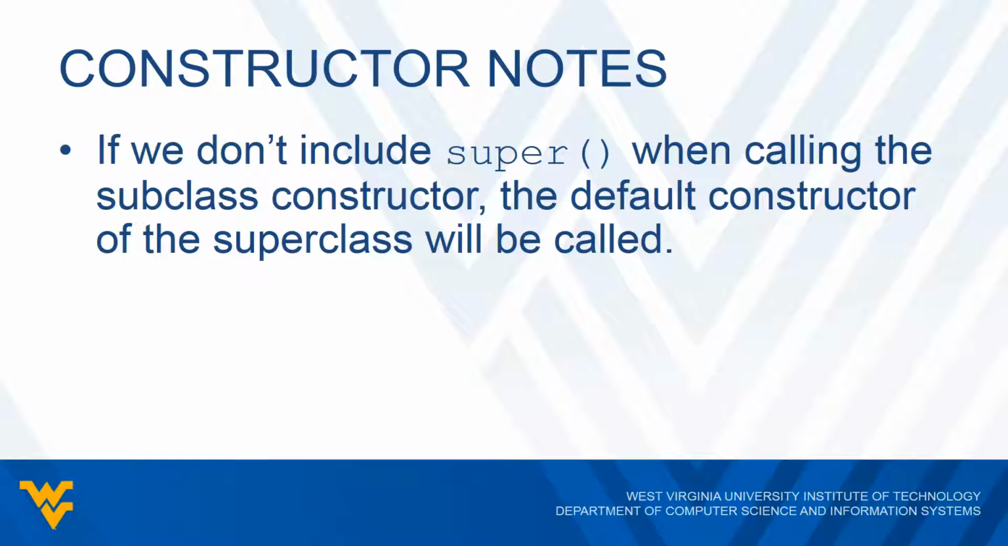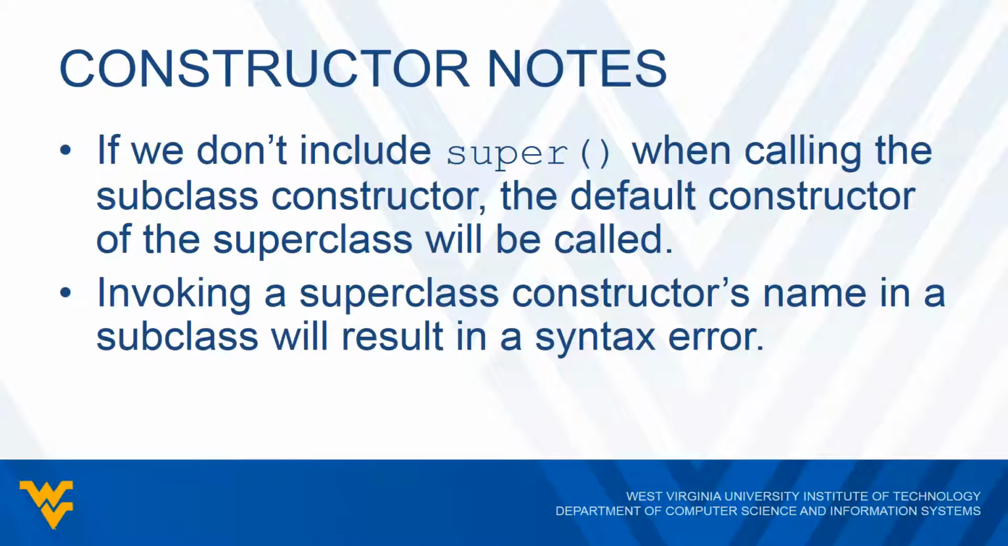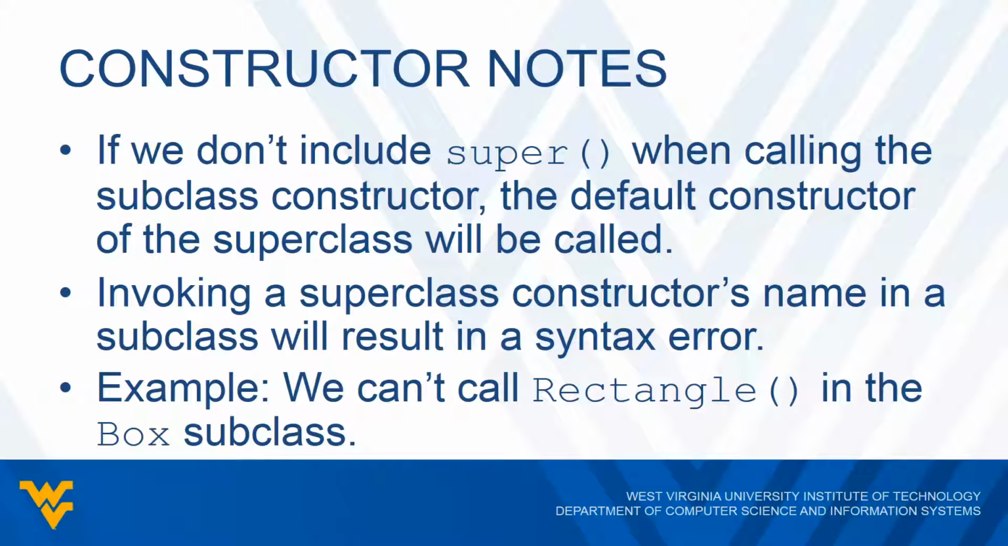The other thing that we should note, and I've already alluded to this earlier, is if we try to invoke a superclass's constructor by using the name of the class. So in our subclass, if we try to do rectangle with parentheses in our earlier example, we're going to get a syntax error. So we cannot use this rectangle constructor in the box subclass. We have to use super with the parentheses.